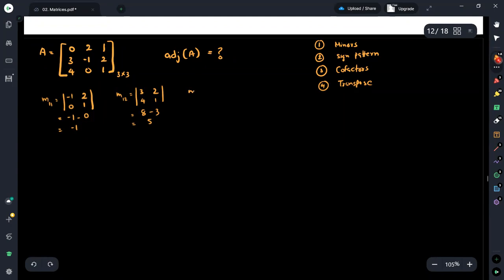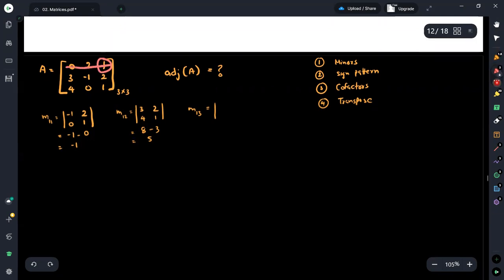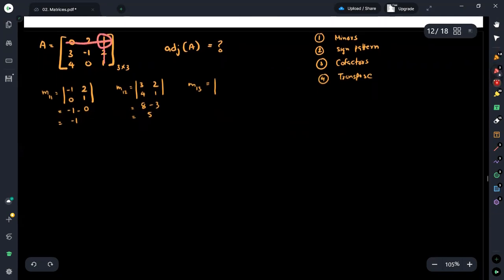Then we have to take the value for M13. M13 means it should be in the first row, third column. The element is this. Therefore, we have to cut down the row and the column associated with this. Then we need to take the determinant of the remaining elements. It is the determinant of 3, minus 1, 4 and 0.